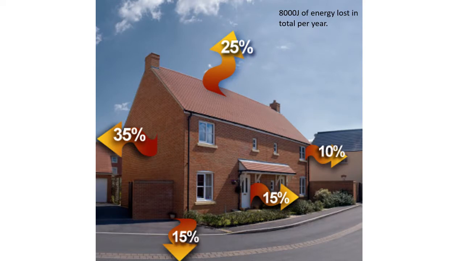This is another example of a house with energy percentage efficiency loss. So 8,000 joules of energy lost in total per year. 25% energy lost from the roof, 35% energy lost from the walls, 15% to the ground, 15% from the door, and 10% of energy lost from the windows.